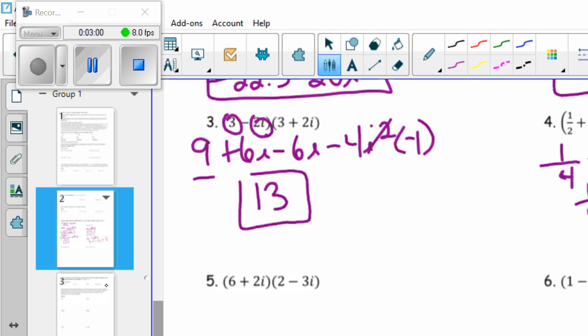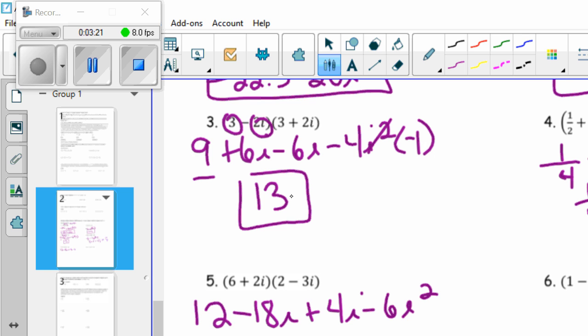Number 5. Notice I cannot use my shortcut method on number 5 because they are not opposites of one another. They have completely different numbers, so I need to go ahead and FOIL this again. So 6 times 2 gets me 12. 6 times -3i gets me -18i. 2i times 2 gets me plus 4i. 2i times -3i gets me minus 6i squared.